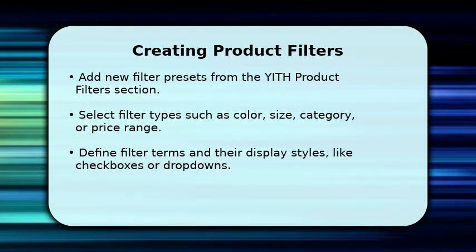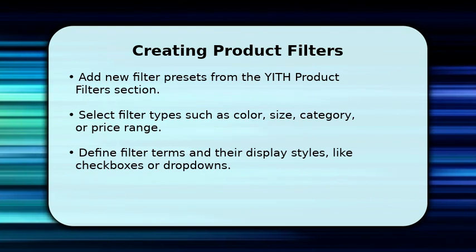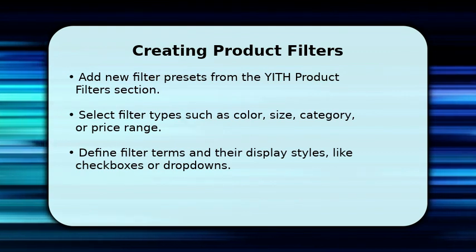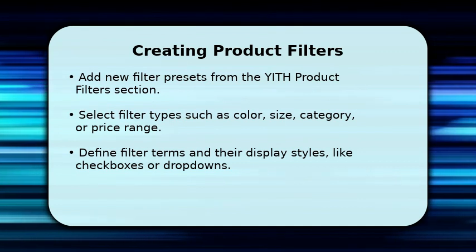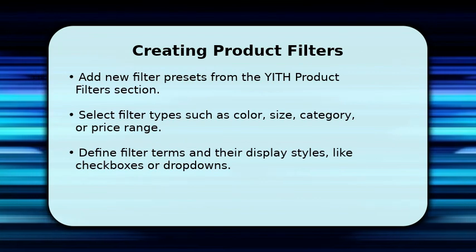Go to the YITH product filters section and click Add New Preset. You can choose from various filter types, such as categories, tags, price ranges, or custom attributes like color and size. For each filter, define its terms and select a display style, perhaps checkboxes for categories or a slider for price. You can create as many as 10 distinct filters to offer comprehensive product navigation.